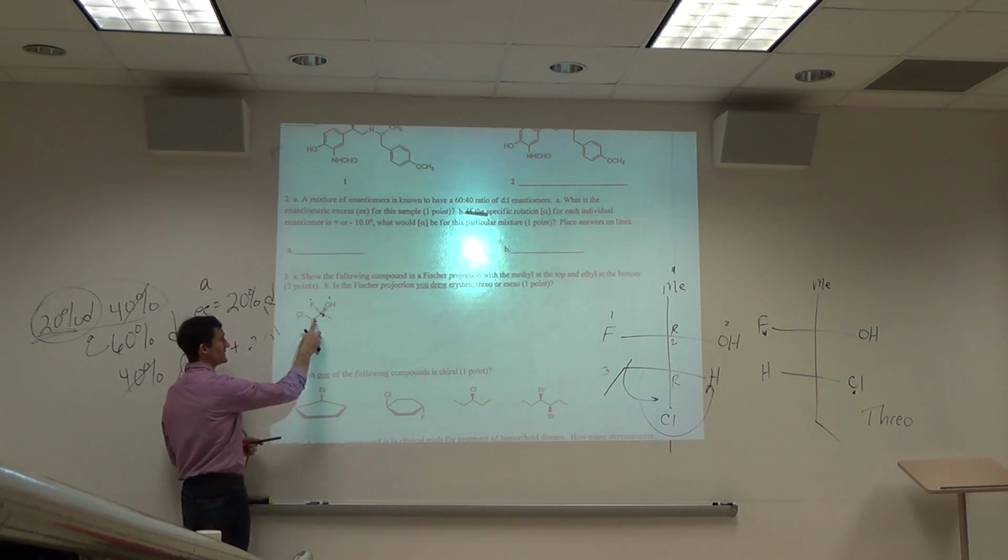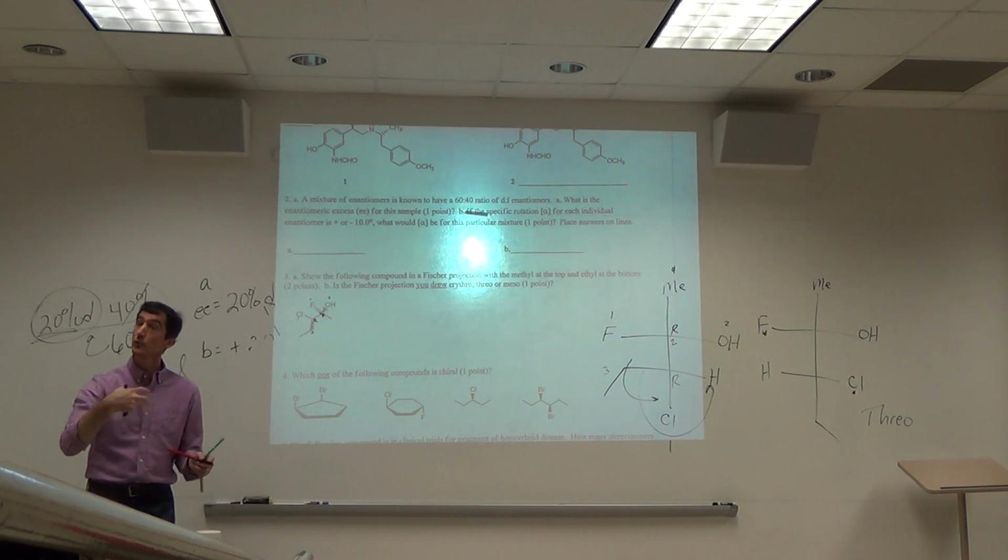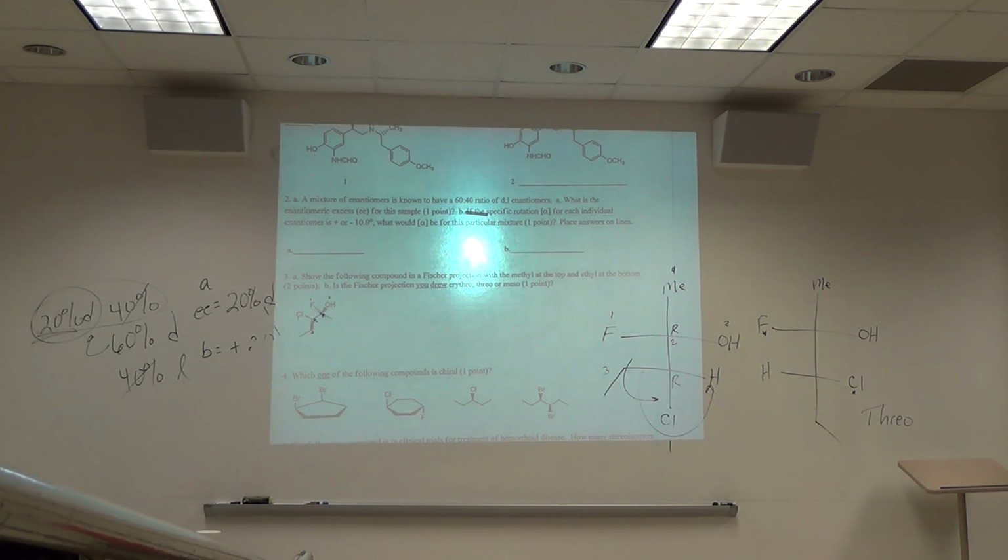That one was easy to check because you didn't have to manipulate it to do RS because the low priority group was either forward or back. If it's forward or back, it's easy to do. Easier to do.